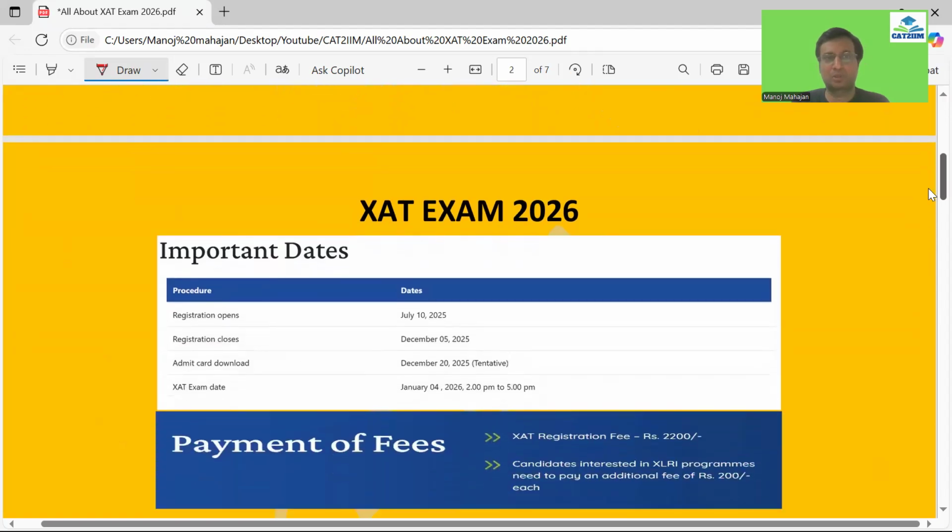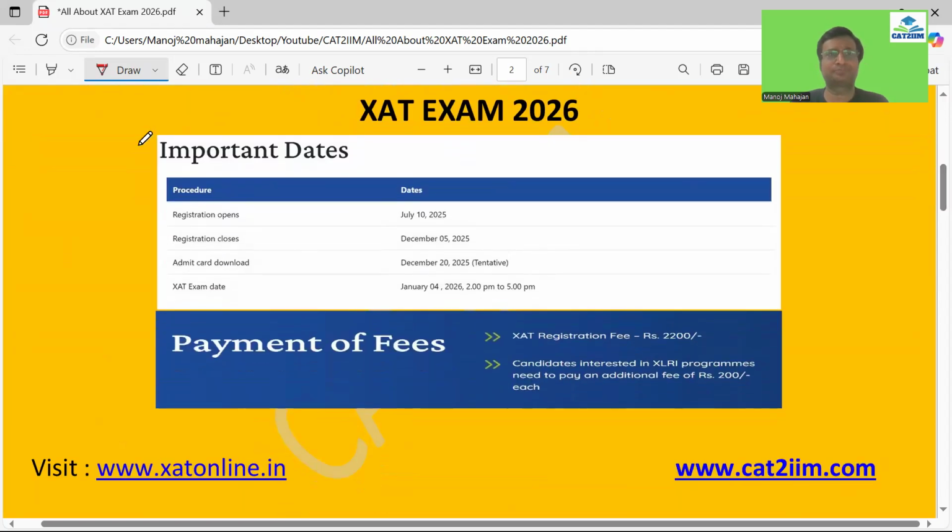First, let's look at important dates over here. The registration has already started from July 10th. The registration is going to close on December 5. Admit card download happening from December 20th, that is tentative. XAT exam date is January 4, 2026. Time slot is 2 p.m. to 5 p.m.